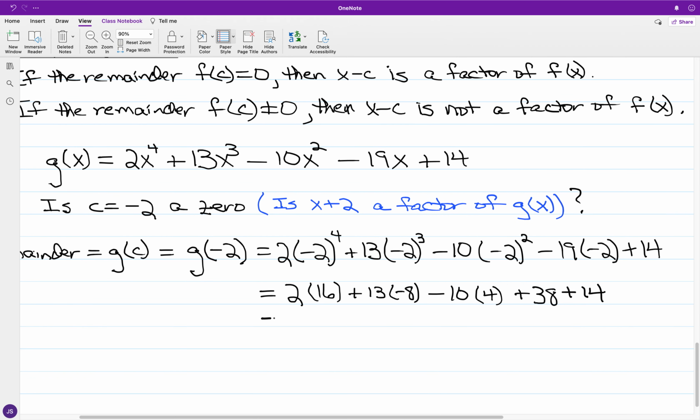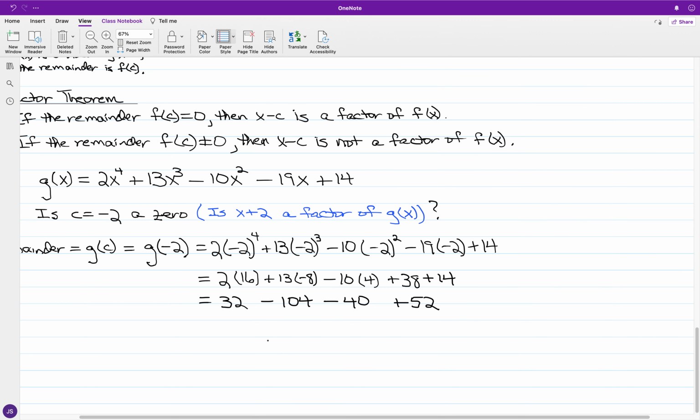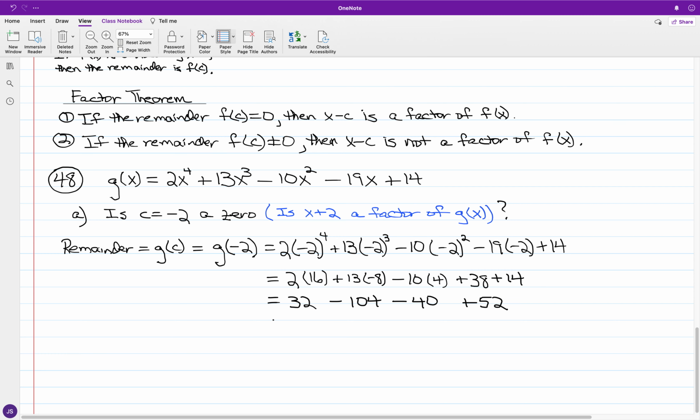So we have here 2 times 16 is 32. And we have 13 times -8, so this would be -104. -10 times 4 would be -40. And 38 and 14, that will make 52. So you've got the positives adding up to 84. However, you've got the negatives amounting to -144. And so with the remainder, this is going to be -60.